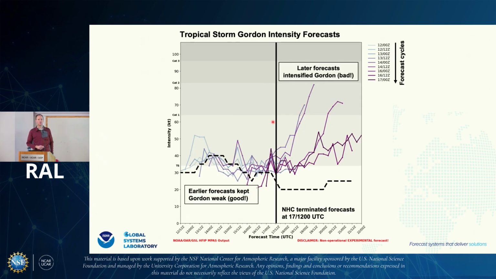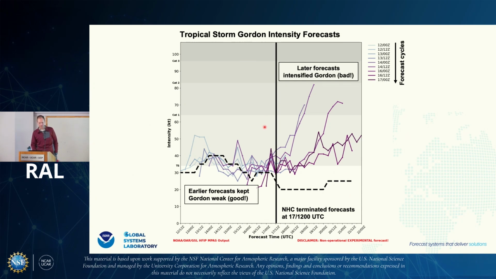And so that shows up really well here for the intensity forecasts. The dashed black line, again, is the observed intensity. And I put this vertical black line here to denote when the Hurricane Center terminated forecasts for Gordon on September 17th at 12 UTC. They continued to track its intensity and location as a disturbance for 3 days thereafter, but it did not actually exist as a tropical cyclone.